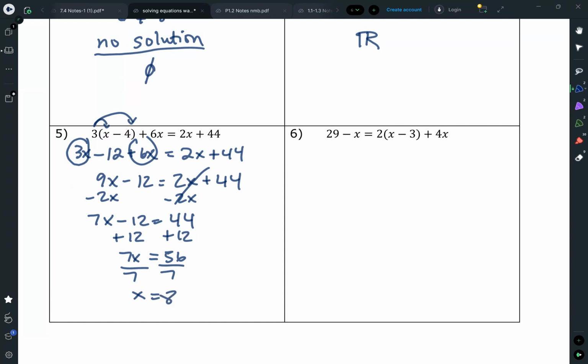You're going to try 6 on your own, and go ahead and pause the video now and restart it when you're ready to see the work.